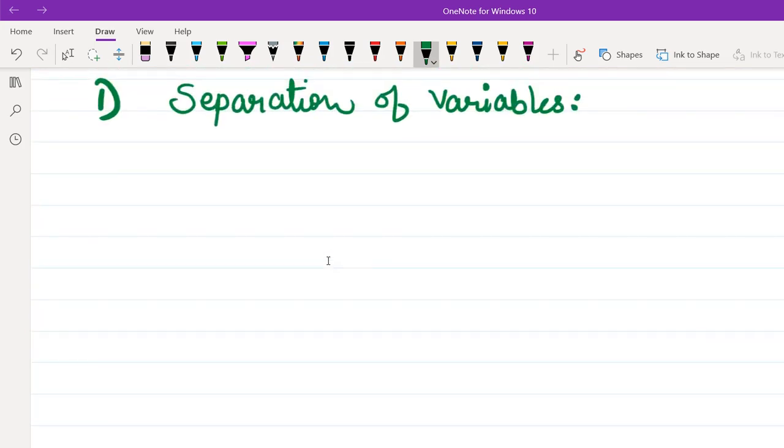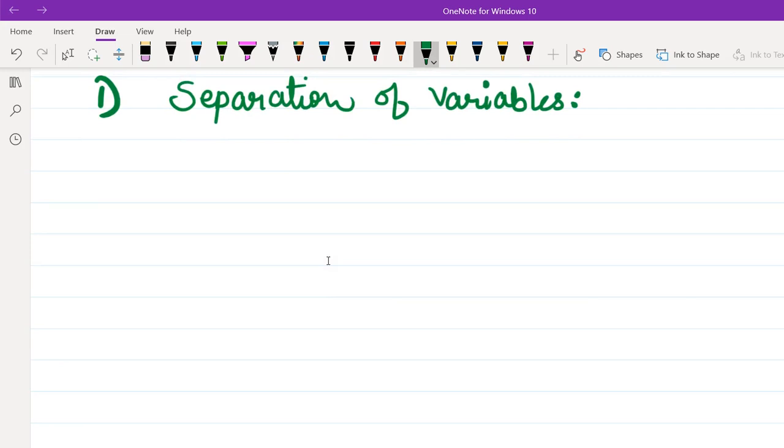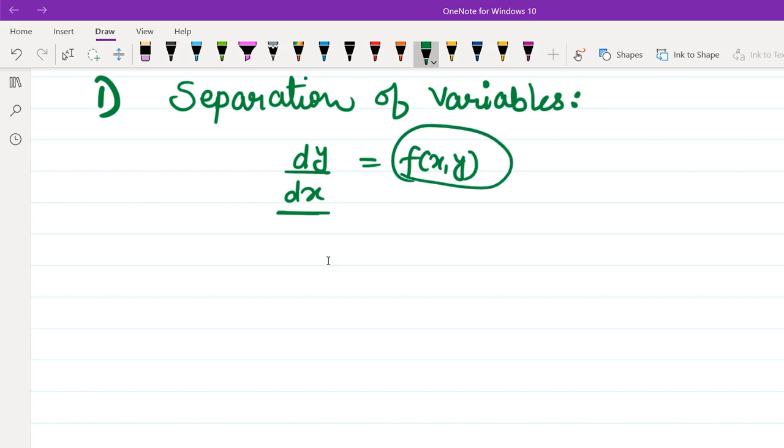Let us understand how the separation of variables method is going to help us get the solution of my differential equation. Before that, I would like to tell you that the standard way of writing a given differential equation is dy by dx equals f of x comma y. What do we mean by that? We keep dy by dx on one side and take all the terms on the other side, denoted by f of x comma y, where f of x comma y is a function of variables x and y.